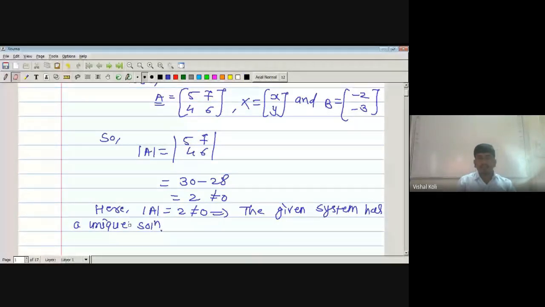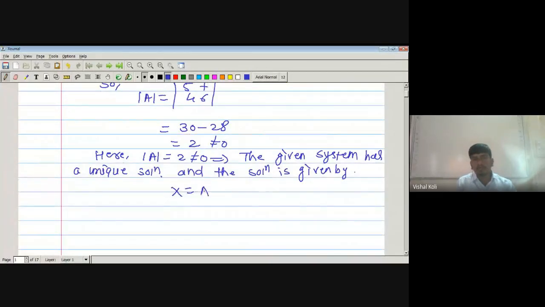That unique solution is obtained by X equal to A inverse B, which we have already seen. If AX equal to B is a system of linear equations and determinant of A is not equal to 0, then the solution is given by X equal to A inverse B. So here we have to find A inverse, and we know that A inverse is 1 upon determinant of A into adjoint of matrix A.